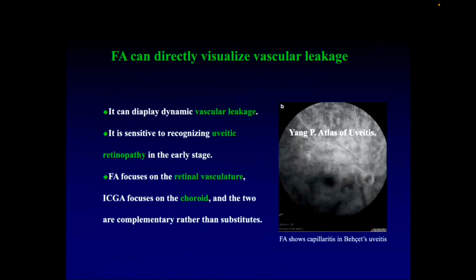FA can directly visualize vascular leakage. It can display diabetic vascular leakage. It is sensitive to recognizing uveitic retinopathy in the early stage. FA focuses on the retinal vascular wall. ICGA focuses on the choroid. The two are complementary rather than substitutive.